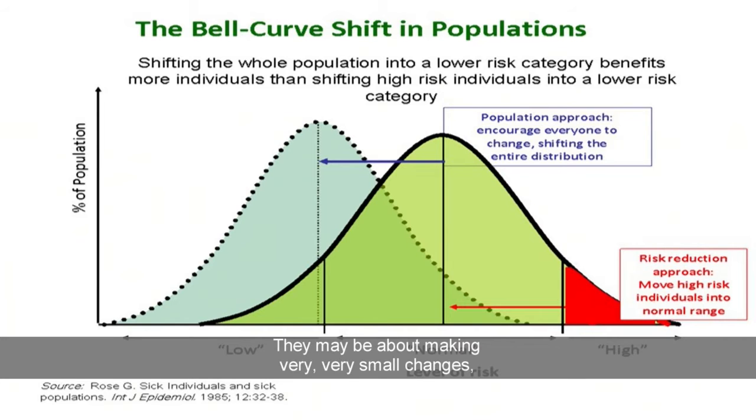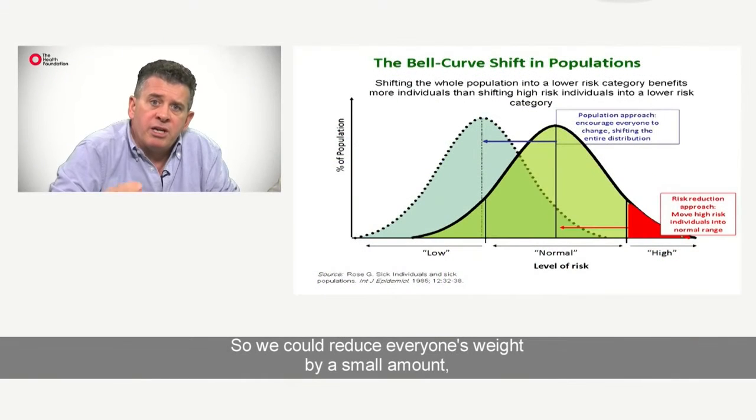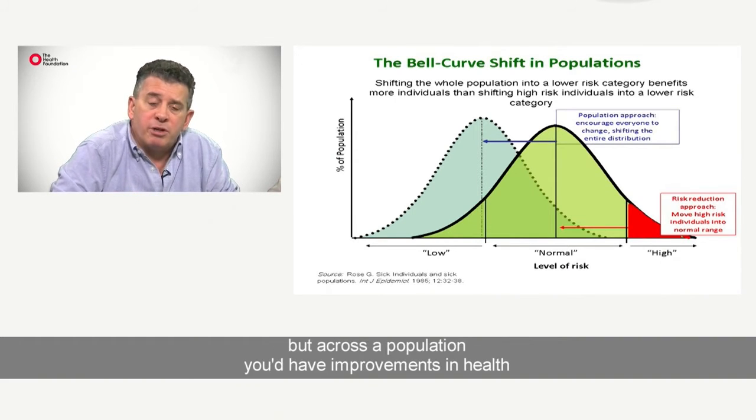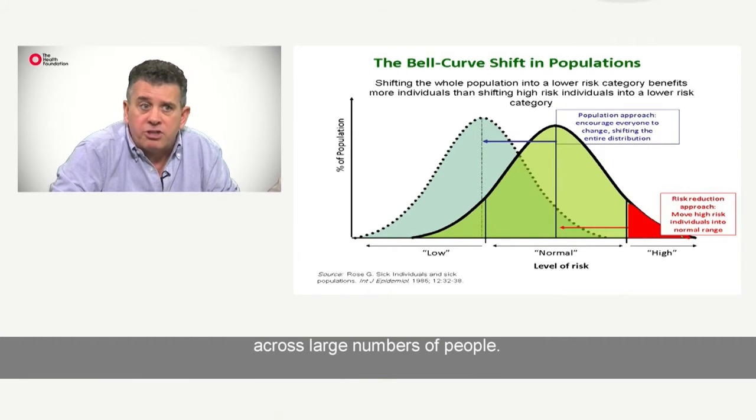They may be about making very, very small changes, so small that you couldn't actually detect their impact in any one individual. But if you aggregate them up across the entire population, you shift the distribution across that population over to the left. So we could reduce everyone's weight by a small amount. You might not even be able to pick that up at individual level, but across the population, you would have improvements in health across large numbers of people.